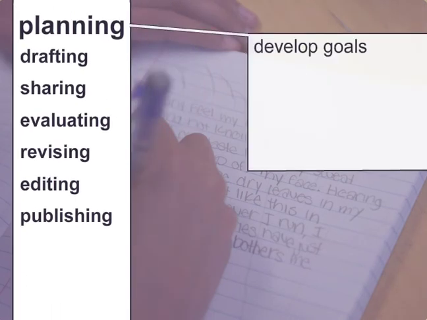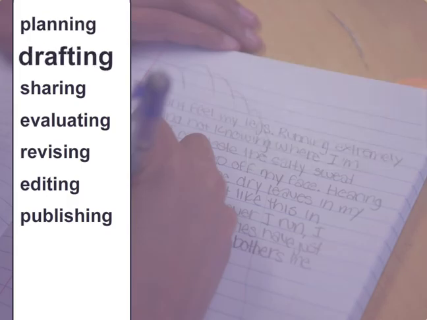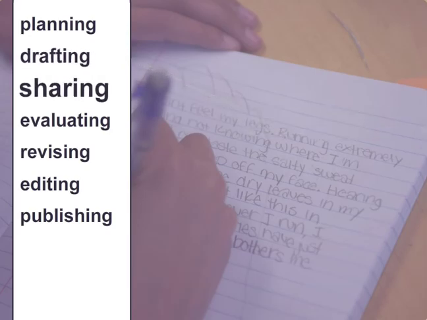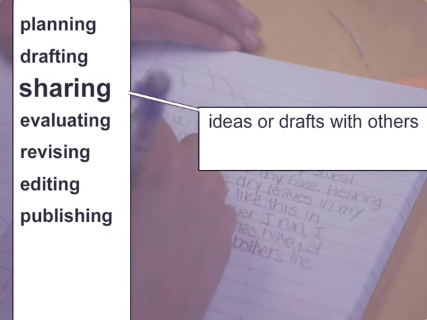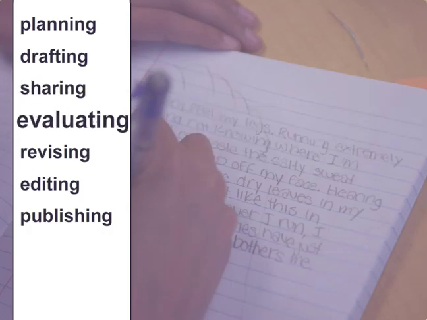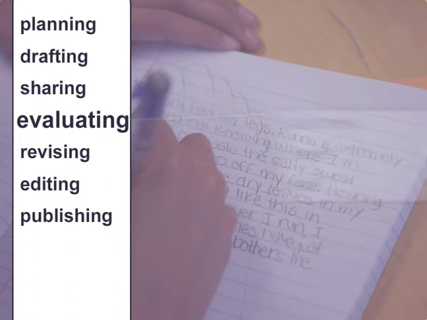Planning involves developing goals and generating ideas, gathering information, and organizing ideas for writing. Drafting focuses on selecting the words and sentences to get a writer's ideas on paper. Sharing is when writers show or read their ideas or drafts to others throughout the writing process, and it enables students to obtain feedback and suggestions for improving their writing. Evaluating can be carried out by teachers or peers who provide feedback, or by the writers themselves as they reread their text and consider whether they are meeting their writing goals.